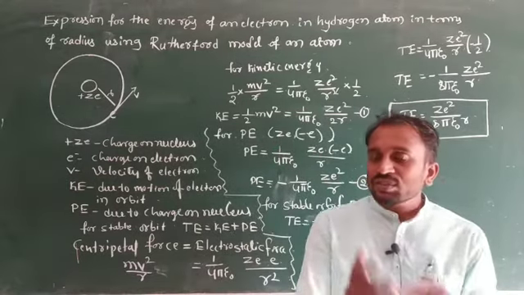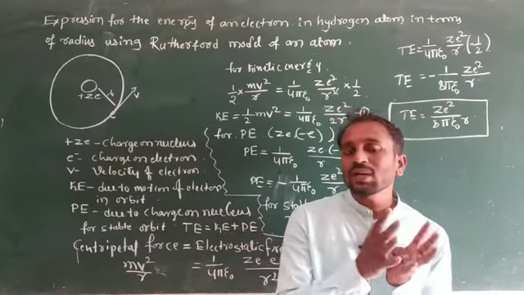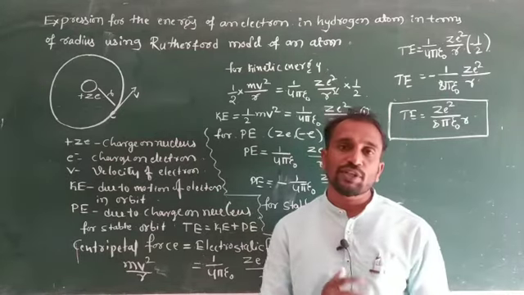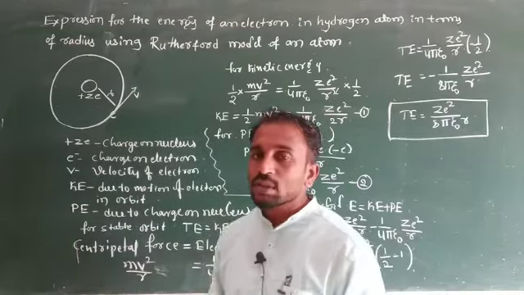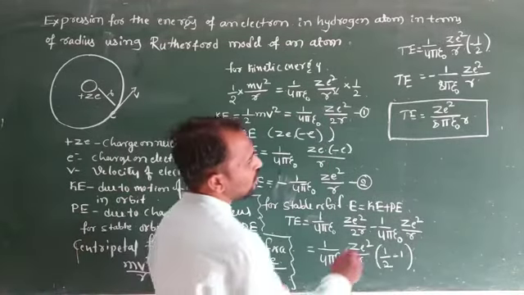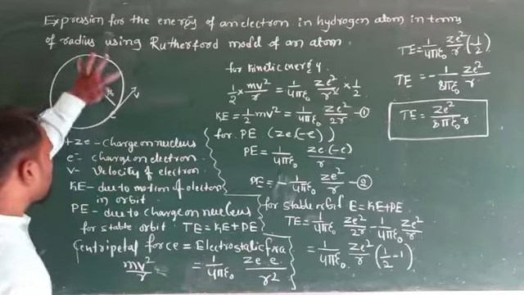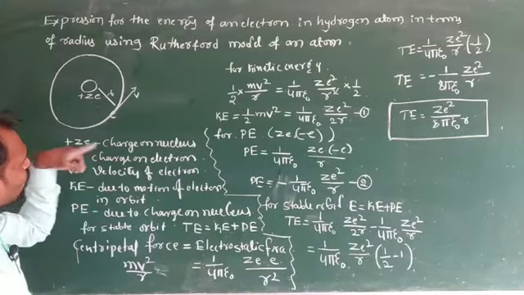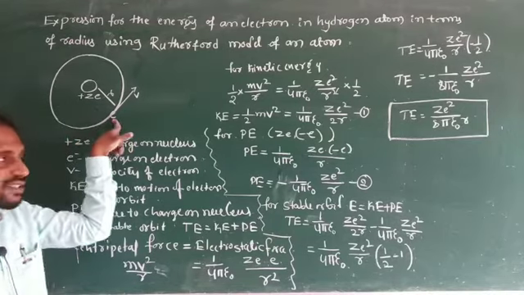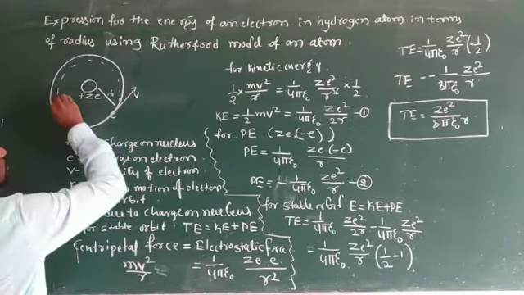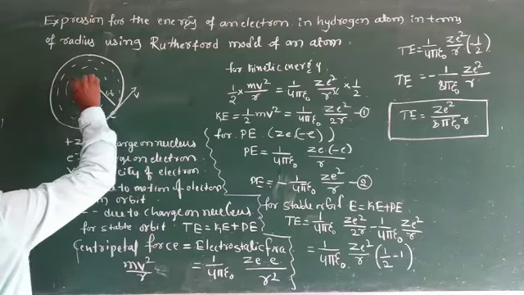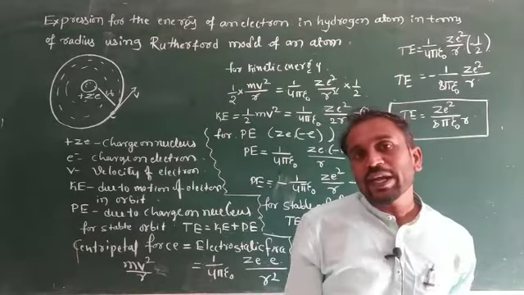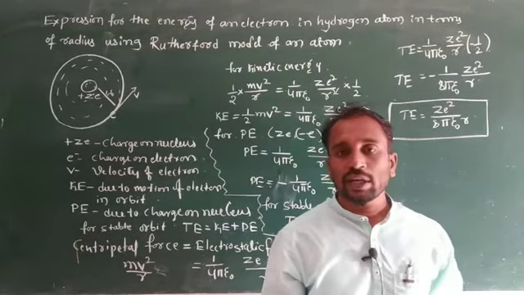Now the limitations or demerits of this Rutherford atomic model. The first one is that it could not explain the stability of an atom. Why? Because Rutherford thought that an electron revolving around the orbit loses its energy and finally falls into the nucleus. For this reason it could not explain the stability of an atom.